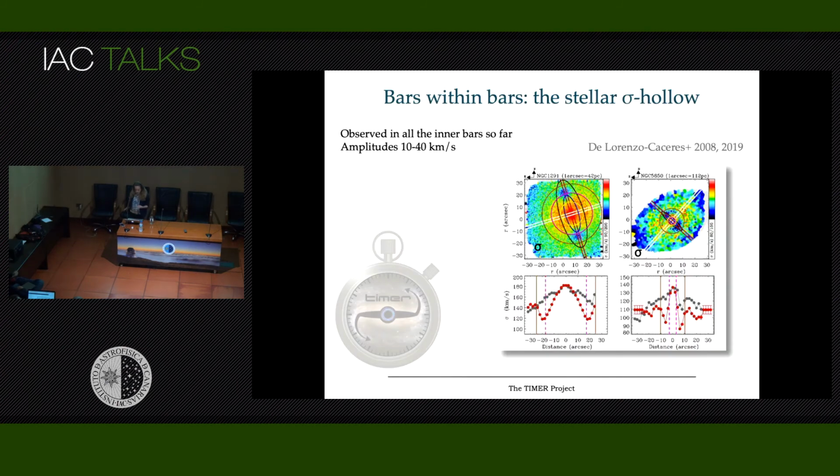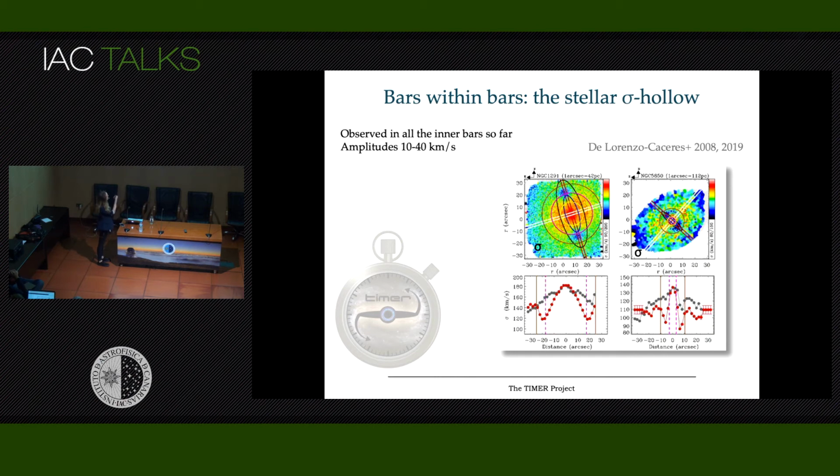Well, another thing these studies are showing: I told you before that it's very difficult to observe inner bars, because you have dust and spiral arms, and it's photometrically very difficult sometimes to distinguish the presence of an inner bar. But Lorenzo Cáceres is seeing more and more. He saw it in previous studies, but now he's showing it more clearly, that an inner bar can be characterized by the presence of two minima in the sigma profiles, what they call sigma hollows.